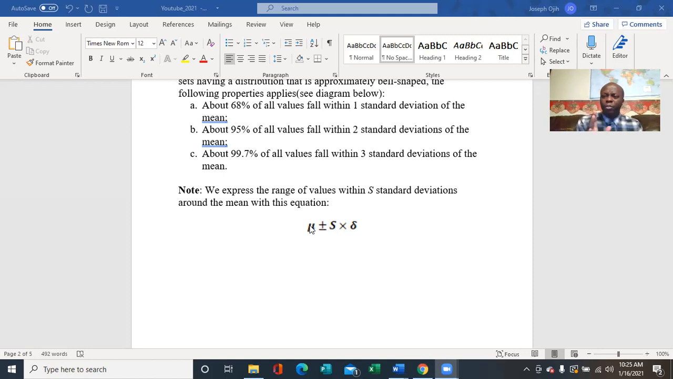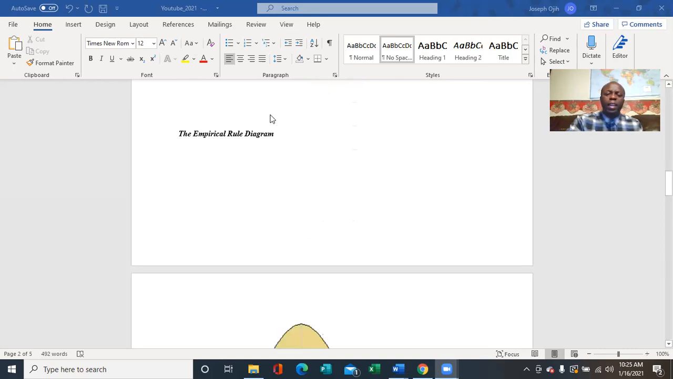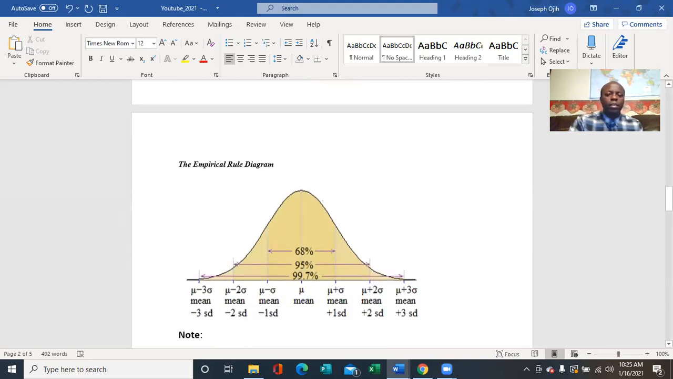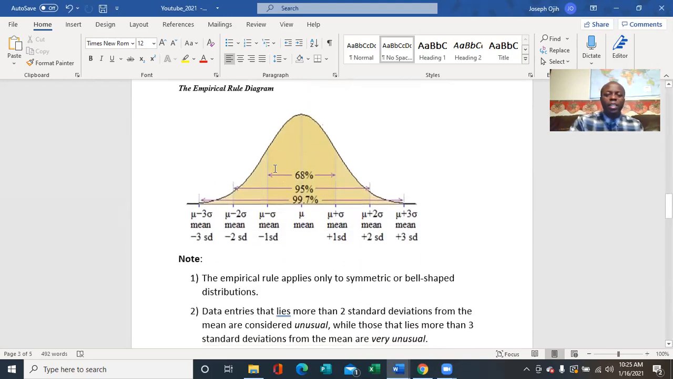Now let me give you more background about this empirical rule. First of all, I have already explained that it is used for a data set that is considered to be normal or symmetric. Now look at the chart here, the diagram. I call it the empirical rule diagram. 68% lie within one standard deviation. You can see the mean minus one standard deviation. Usually in algebra, when it is 1x or 1y, we don't write the 1, we just write x or y. So the same thing here, for one standard deviation, we just write this delta.